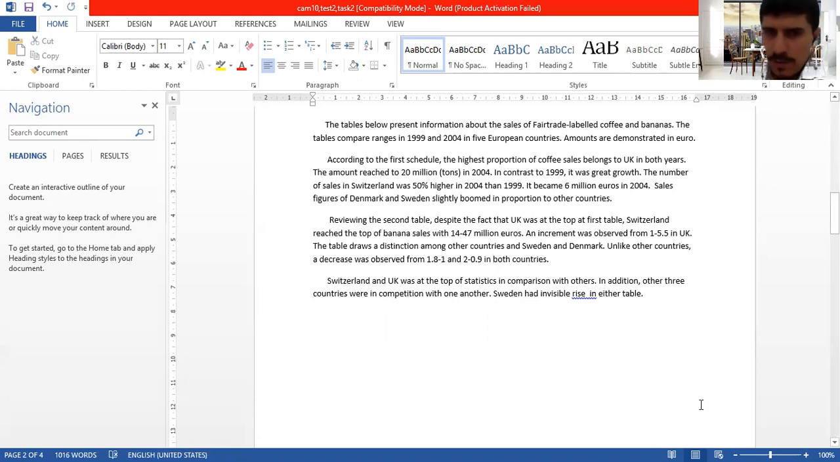So Switzerland and the UK were not included. Because of "and", now we have 2 countries here, which means we should use the plural form of being in the past tense, "were", at the top of statistics in comparison with others. In addition, the other 3 countries were in competition with one another. Sweden had an invisible rise in either table.